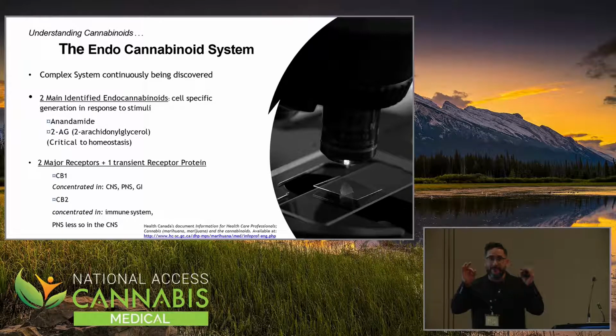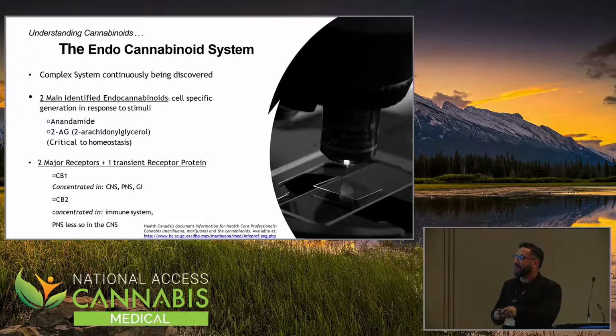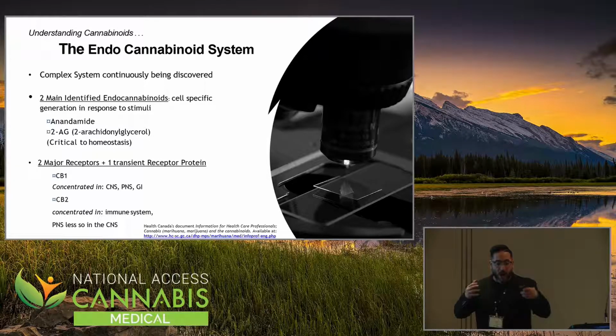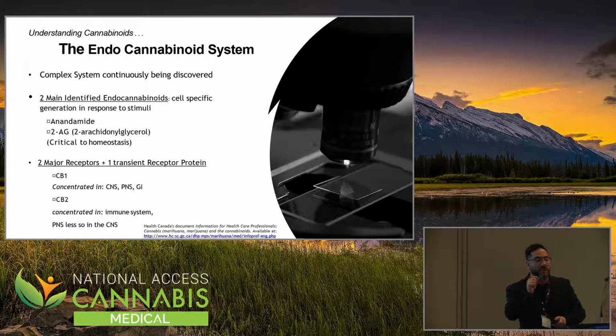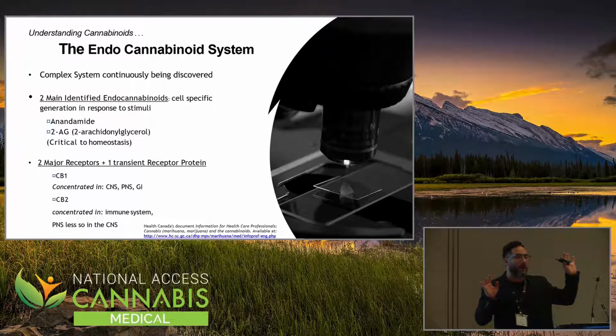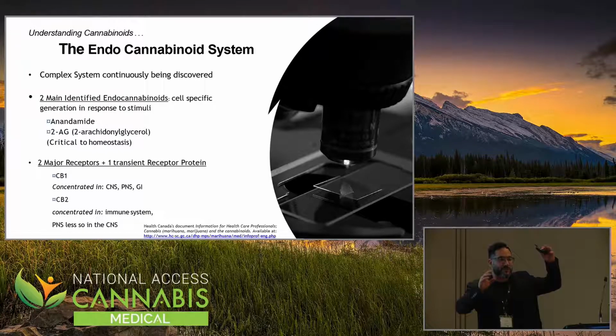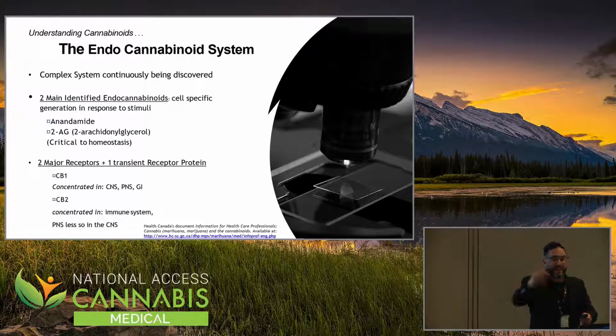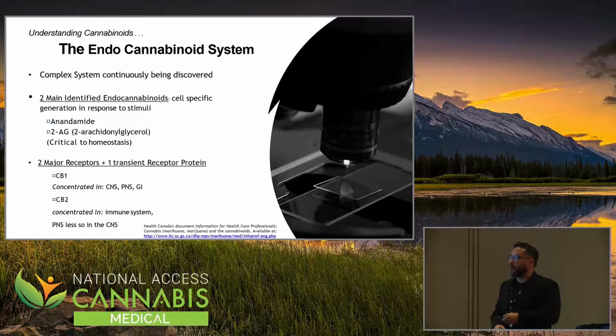So we don't just have the molecules, we also have their receptors. There are two main identified endocannabinoids, with cell-specific generation in response to stimuli. I'll show you how they work. They work like a negative feedback loop, not like our normal neurotransmitter that's released from the presynapse through the synapse and into the postsynaptic cleft. It doesn't really work that way. Cannabis works a little bit differently. The endocannabinoids work through negative feedback, and I'll explain that in a few moments.